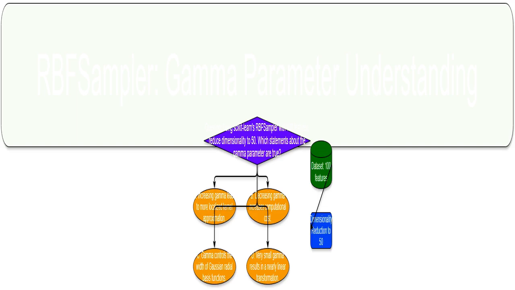I'm explaining the gamma parameter within scikit-learn's RBFSampler. RBFSampler uses random Fourier features to approximate a kernel, and gamma is the key parameter controlling the width of the Gaussian radial basis functions. A larger gamma means a narrower Gaussian, resulting in a more localized approximation. A smaller gamma means a wider Gaussian, resulting in a less localized approximation.